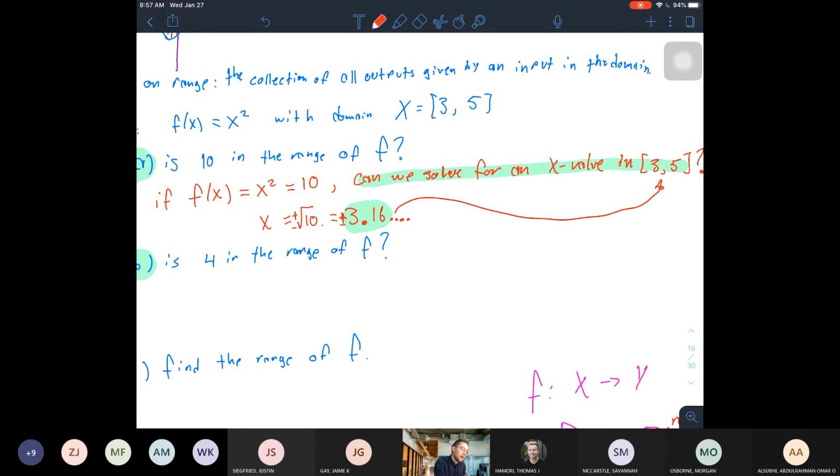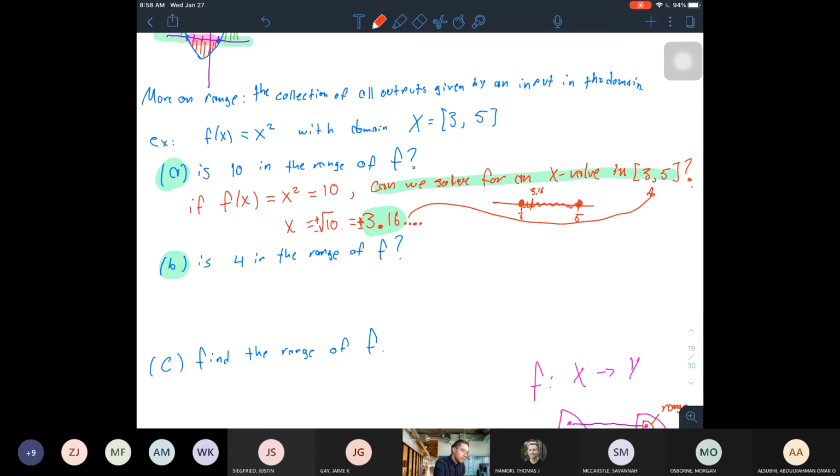If we drew it on a number line, we'd have like 3 and 5, and 3.16 would be inside our interval. We've got closed dots on each side, and it's overlapping, so we know we're good. So the answer to the question is yes, absolutely. 10 is in the range of f.